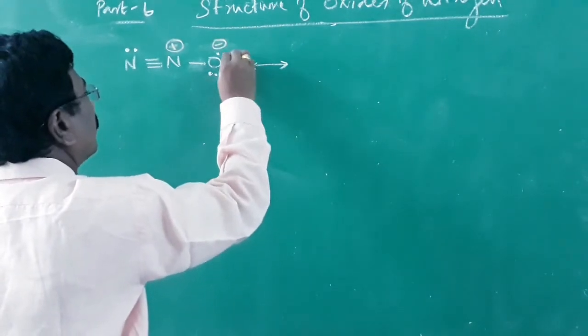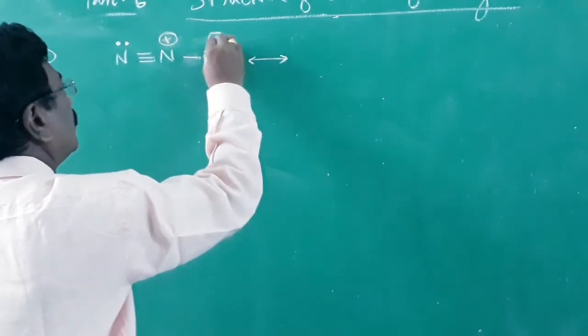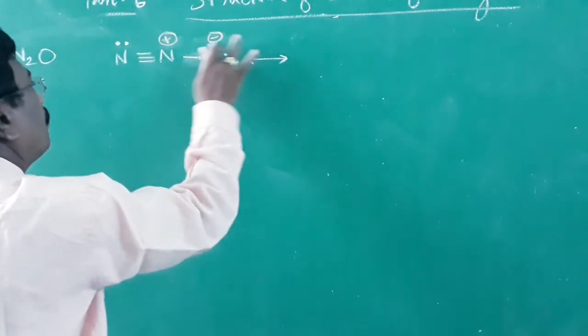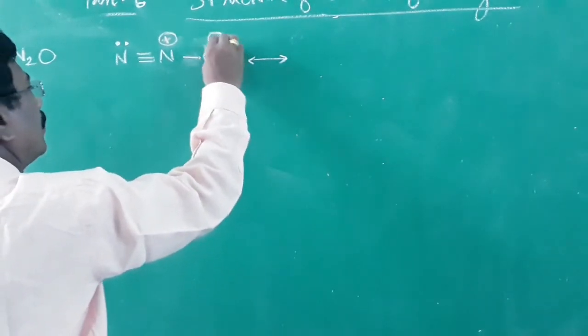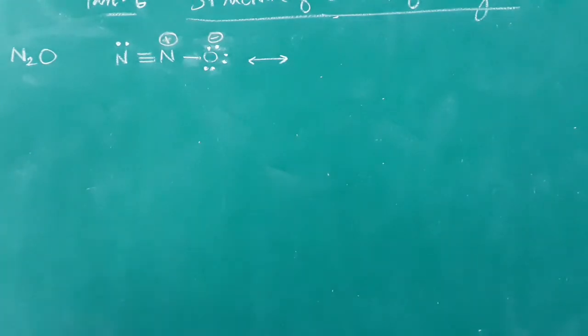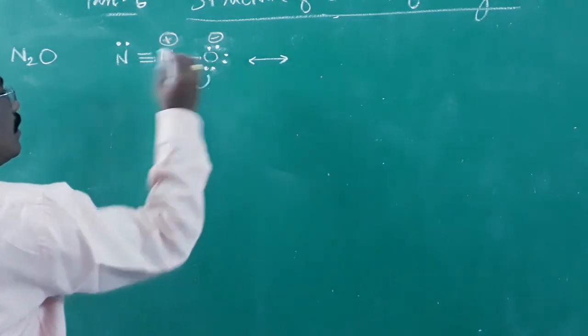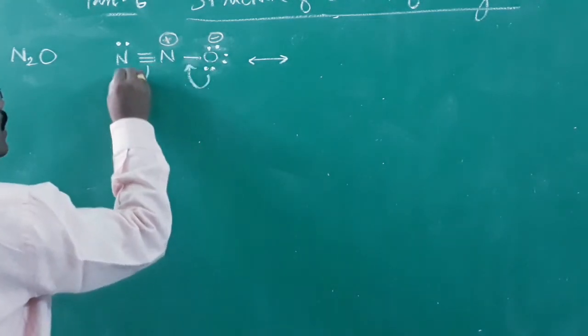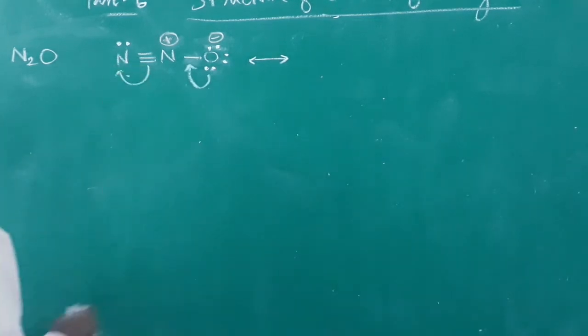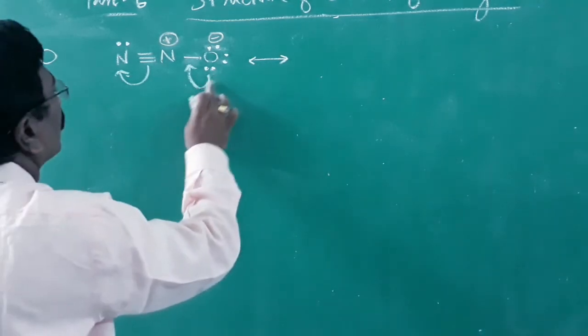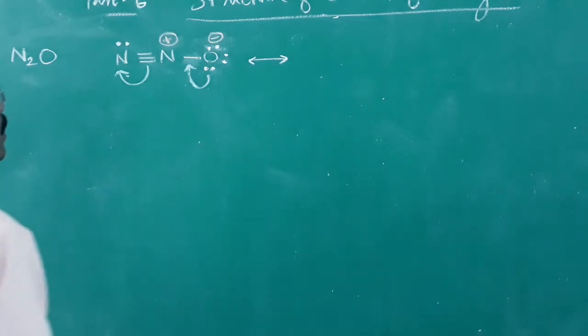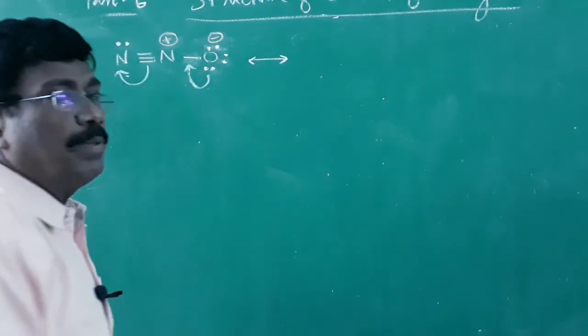And it can have resonance structures. How can the resonance structures be? The electron pair may be migrated here, and therefore this pair may get migrated here. If the electron pair migrates, you will be getting a double bond. So what will be the product you will be getting?